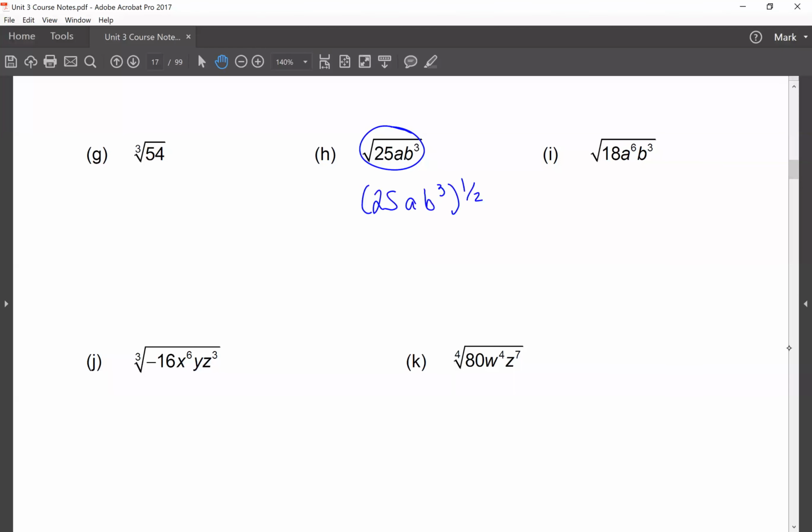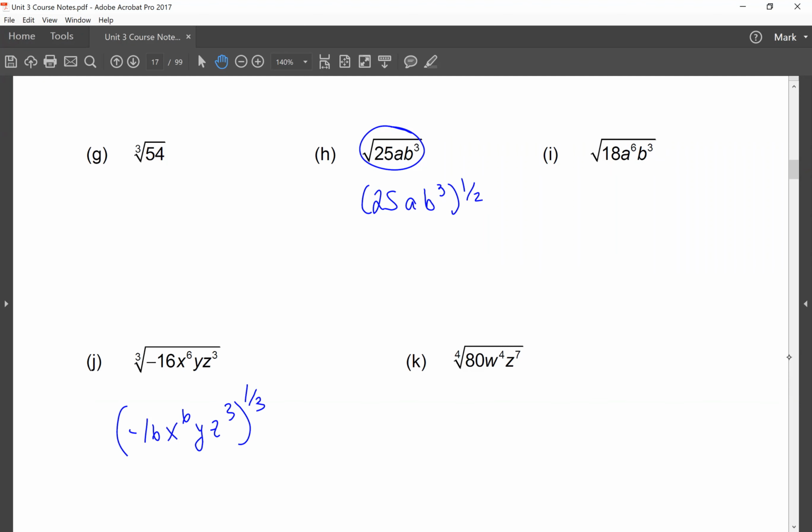So J, for example, means that we have negative 16x6yz cubed to the power of 1/3. So the root sign means we're taking a fractional exponent, and a square root is 1/2, a cube root is 1/3. You can imagine for k here, it would be 1/4.